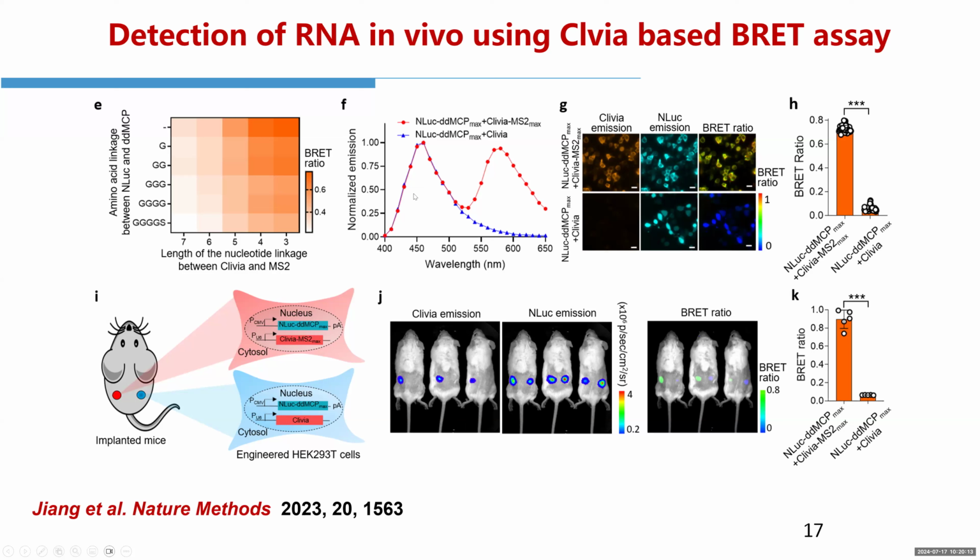We can observe that this BRET efficiency is rather high. So we use this system to observe RNA dynamics in a live animal. This is direct real-time RNA imaging in a live animal, which cannot be performed by other techniques.